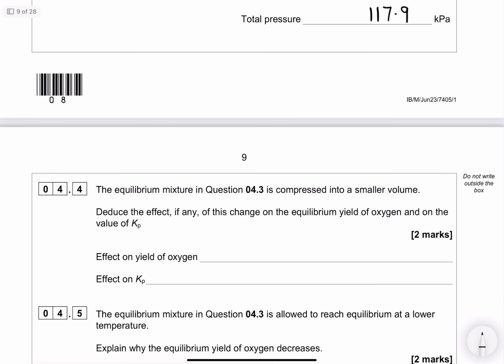The equilibrium is compressed into a smaller volume. That means a higher pressure. Deduce the effect, if any, of this change on the equilibrium yield of oxygen. So when we have a higher pressure, we're going to shift to the side with the fewest moles to reduce that pressure.